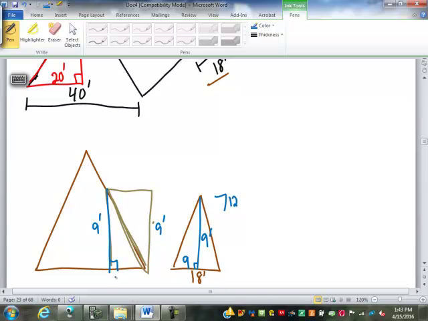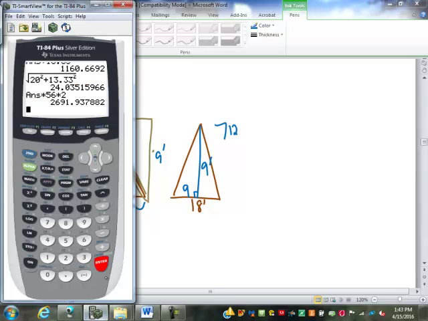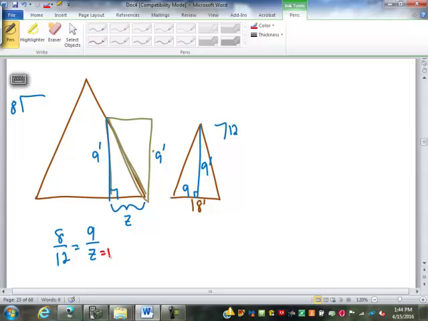What I need to figure out now is how far this setback is going to be to get 9 feet of height on an 8-12 slope. So 8 over 12 equals 9 over Z, I'll call this Z for my setback. So 12 times 9 divided by 8 will give us 13.5 feet. Now Z is 13.5 feet.